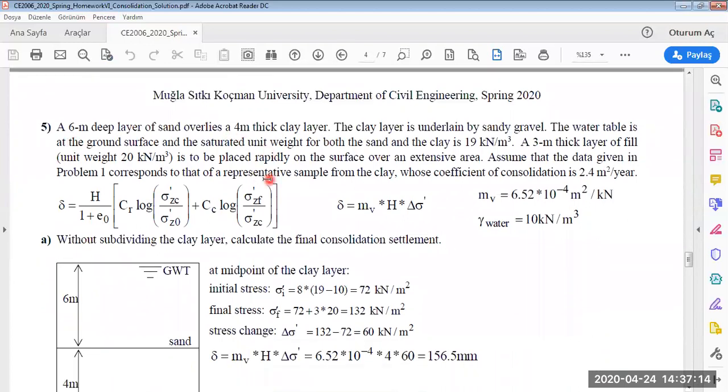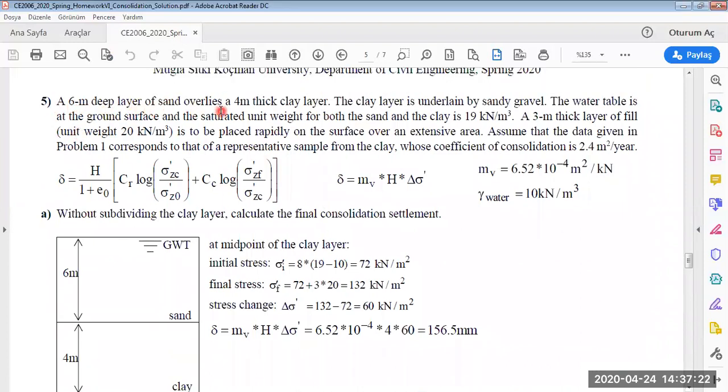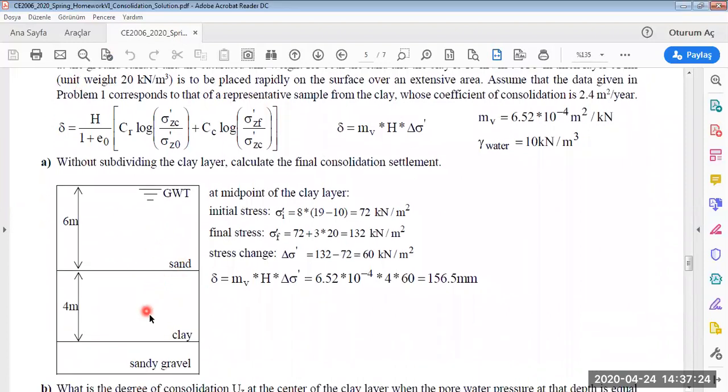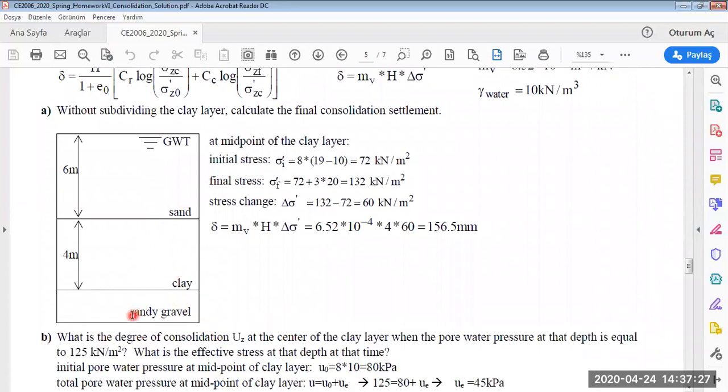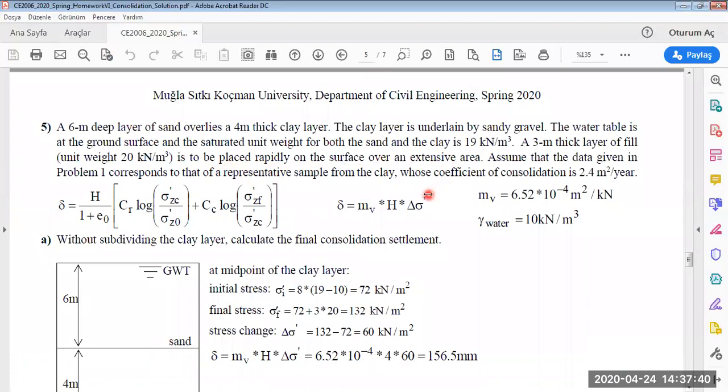In this question, there's a 6-meter deep layer of sand here and a clay layer. At the bottom, a sandy gravel layer, which means the drainage can take place from bottom and from top. In this question, a 3-meter thick layer of fill is to be placed rapidly on the surface over an extensive area, and there's a loading here.